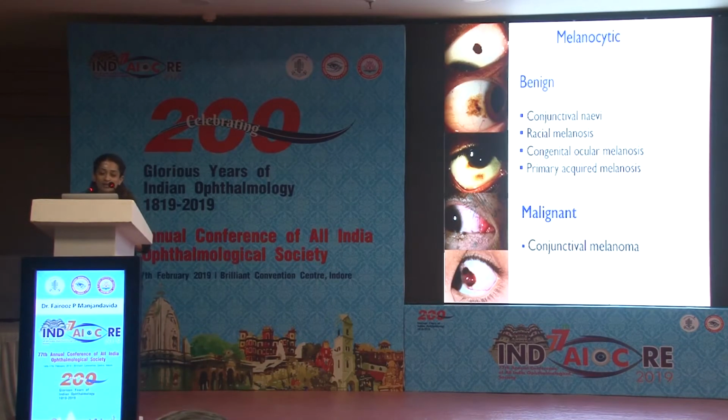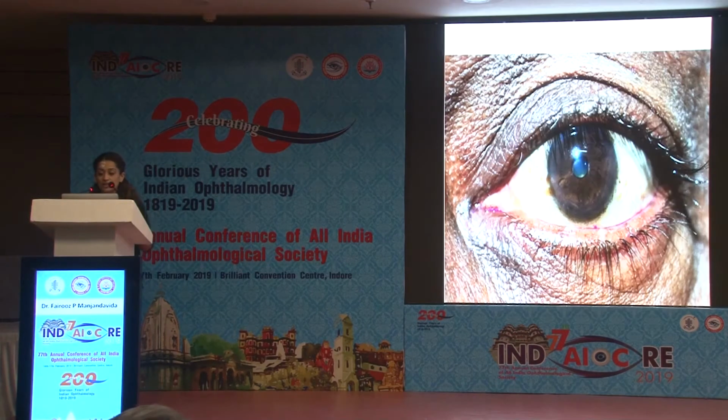So melanocytic lesions, again, are classified into benign and malignant. And why is it so important? Because the malignant variety of the melanocytic conjunctival tumor is life-threatening. It's lethal. Conjunctival melanoma, which we will be going through in subsequent slides. So the benign lesions are conjunctival nevi, racial melanosis, congenital ocular melanosis, and primary acquired melanosis.